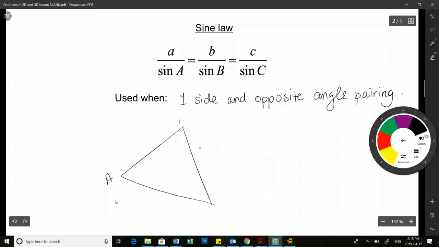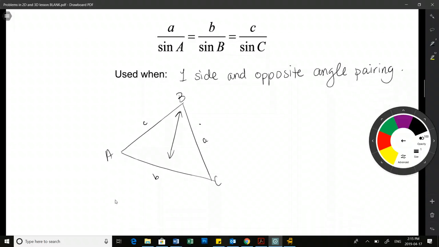So let's suppose I have triangle ABC, and these sides are labeled across from their angle with the lowercase letter. So angle B should be across from side b, angle A, capital A, is across from side little a, and so on. Okay, so what I would need to know in order to use sine law is, suppose this is 40 degrees, I would need to have a pairing here.